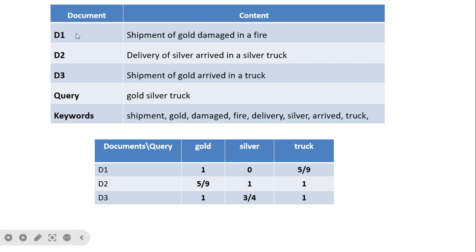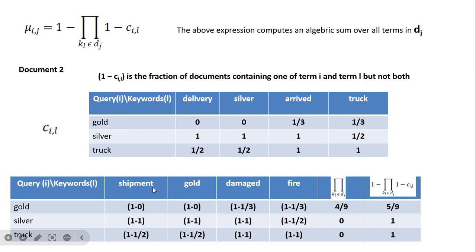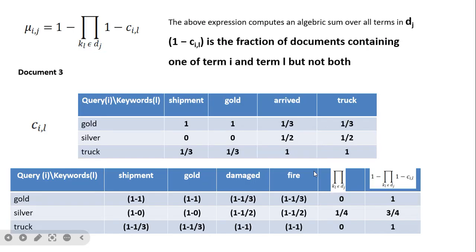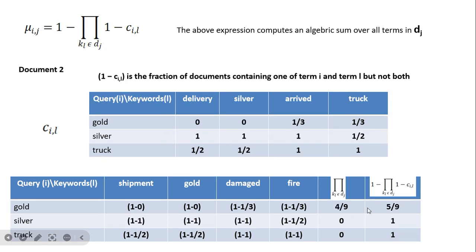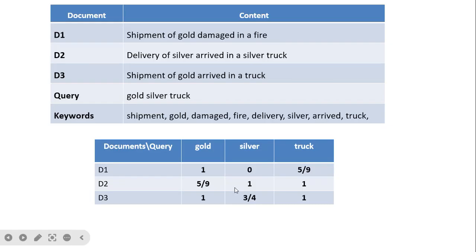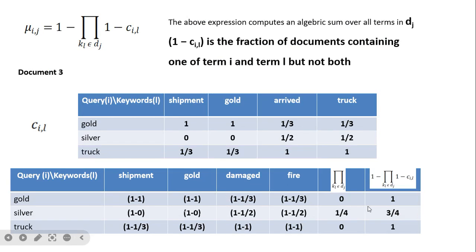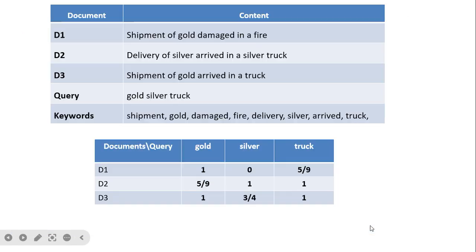Now these are the three documents. The query is gold, silver, truck, and from D1, D2, D3 we will write down the score. So for D1 we will get the score like 1, 0, 5 by 9. So here it is written as 1, 0, 5 by 9. For the second document we get the score as 5 by 9, 1, 1, and for the third document we get the score as 1, 3 by 4, 1. So we have written this score. Now this is nothing but our final document from which we can apply the fuzzy algebra to find out the answer.